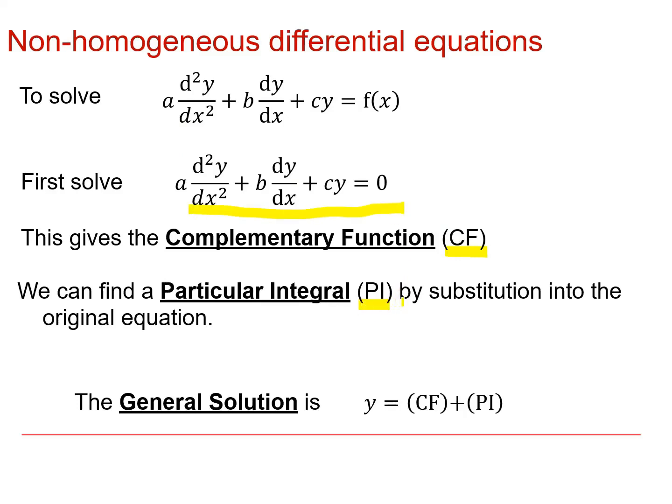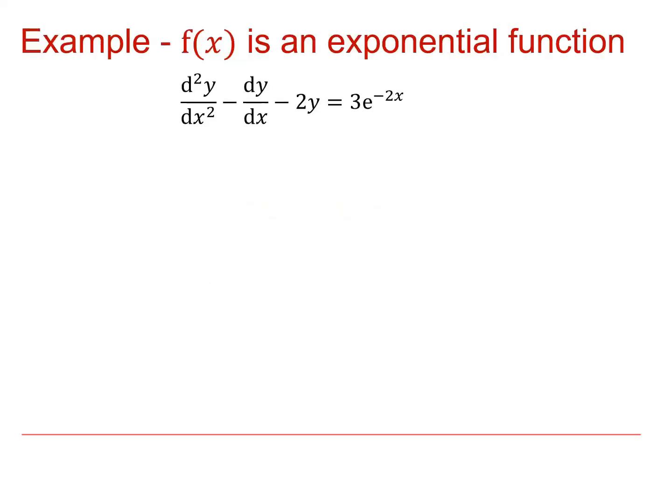We find the particular integral by using a trial function that's of the same type as the function on the right hand side, f(x), and then we form the general solution by adding together the complementary function and the particular integral. Let's have a look at this example.